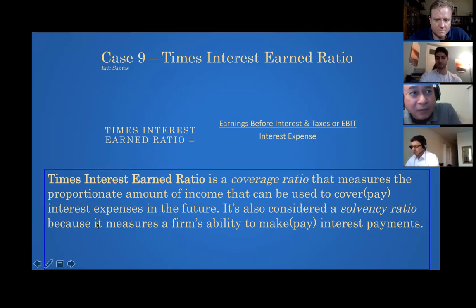Overall, the times interest earned ratio is a coverage ratio that measures the proportionate amount of income that can be used to cover or pay your interest expense in the future. It's also considered a solvency ratio because it measures a firm's ability to pay interest payments. All throughout this Web 6, we've been looking at ratios to see, can we pay what we owe? So this one is, can we pay the interest expense?